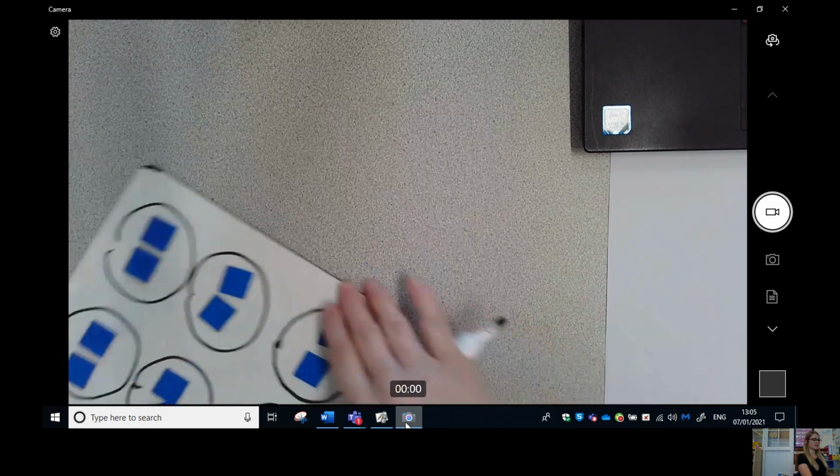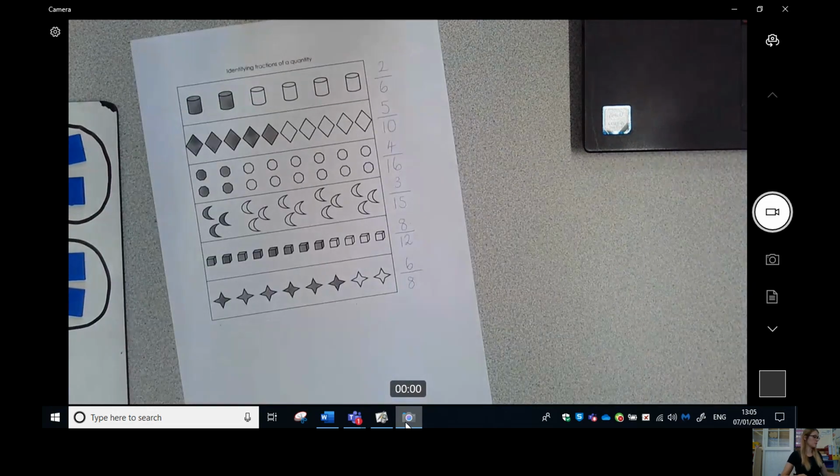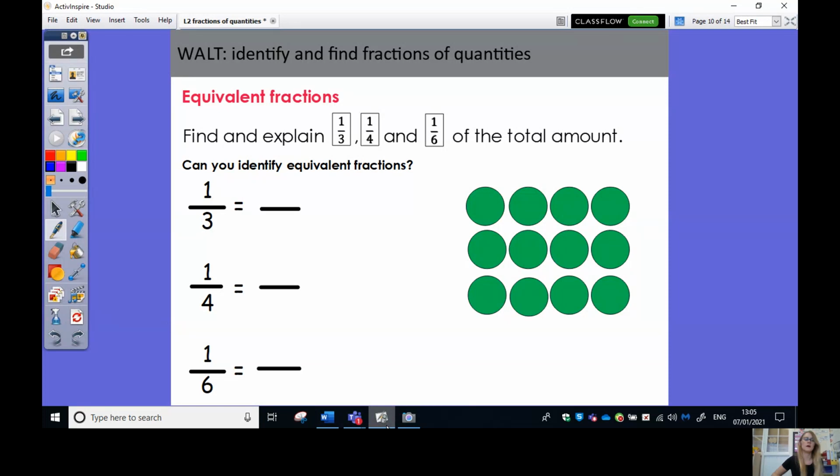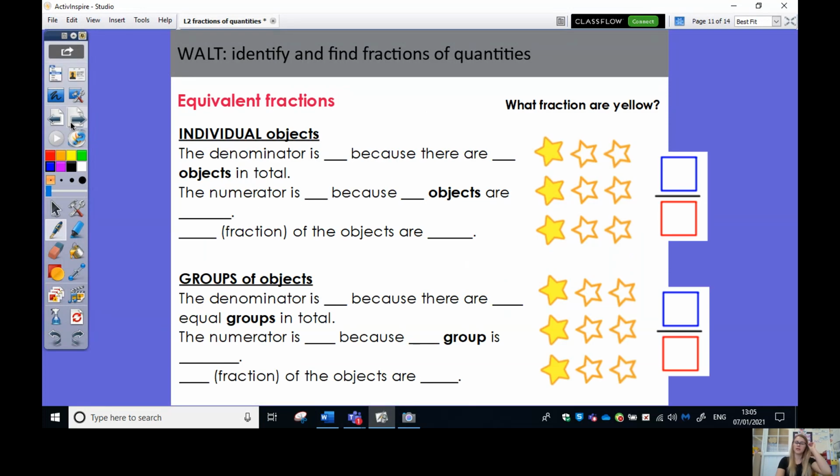Okay, right. Let's go back and have a look at some more examples on the whiteboard. Okay, so we're going to look at now how we can do this on here. So we're going to look at our individual objects and groups of objects. So the first one I can see I've got 1, 2, 3, 4, 5, 6, 7, 8, 9, because I'm counting the individual objects, how many there are when I count them separately. So the denominator is going to be 9 because there are 9 objects in total.